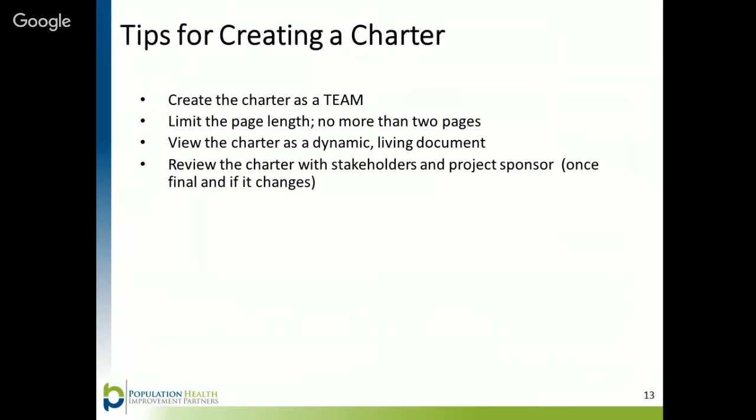Finalize the charter and ask all stakeholders and the project sponsor to approve it before launching the project. This will ensure that everyone is on the same page. It is important to review the final charter with the sponsor in person in order to answer questions and clarify assumptions. If at any point the aim, timeline, scope, etc. changes, it is important to review these changes with stakeholders and the sponsor to get their approval.